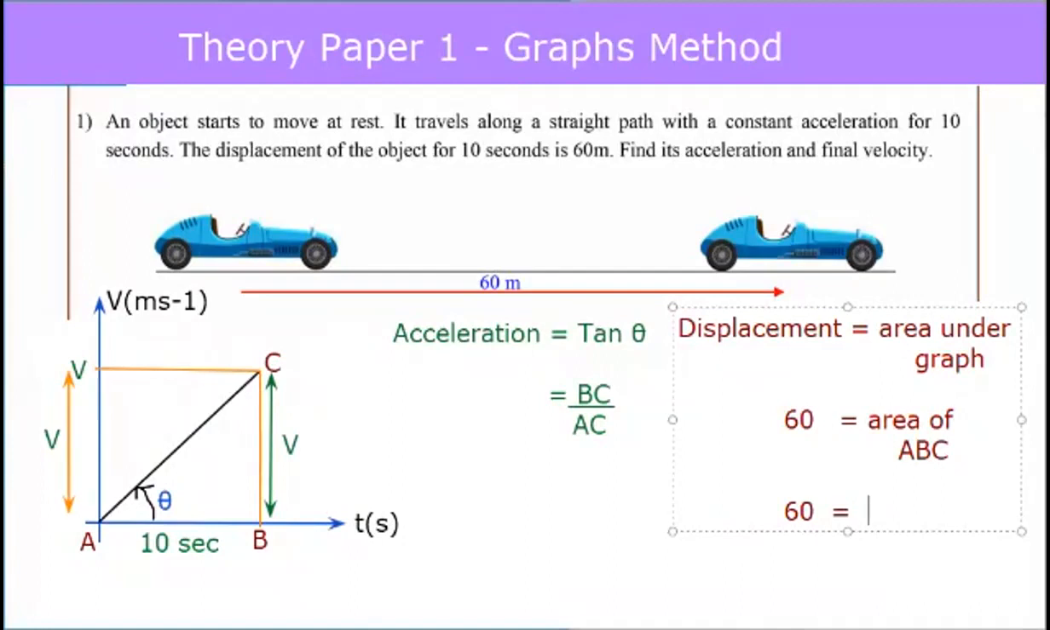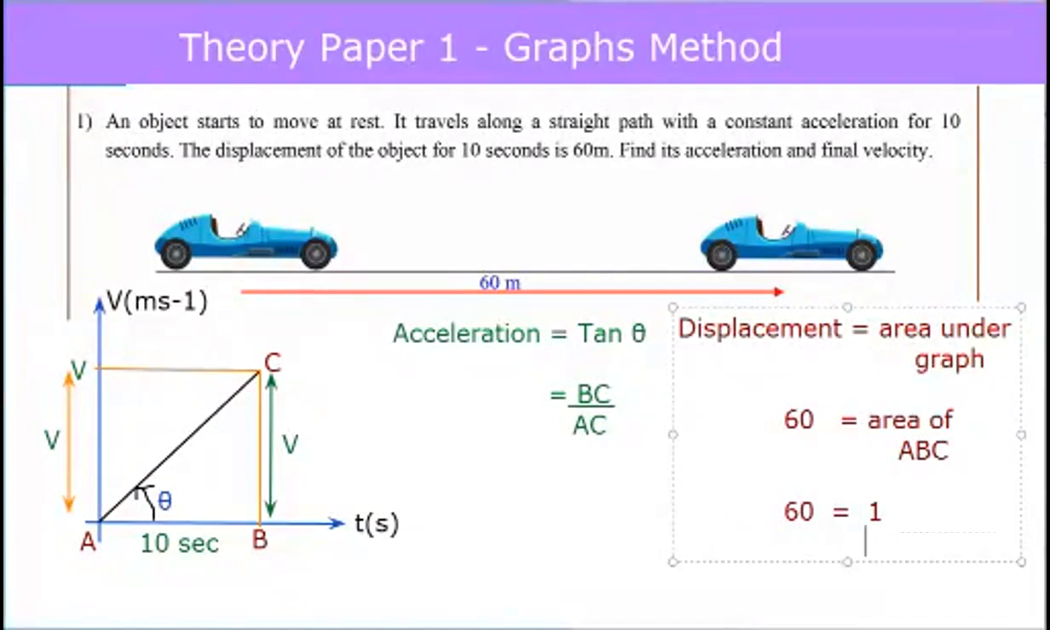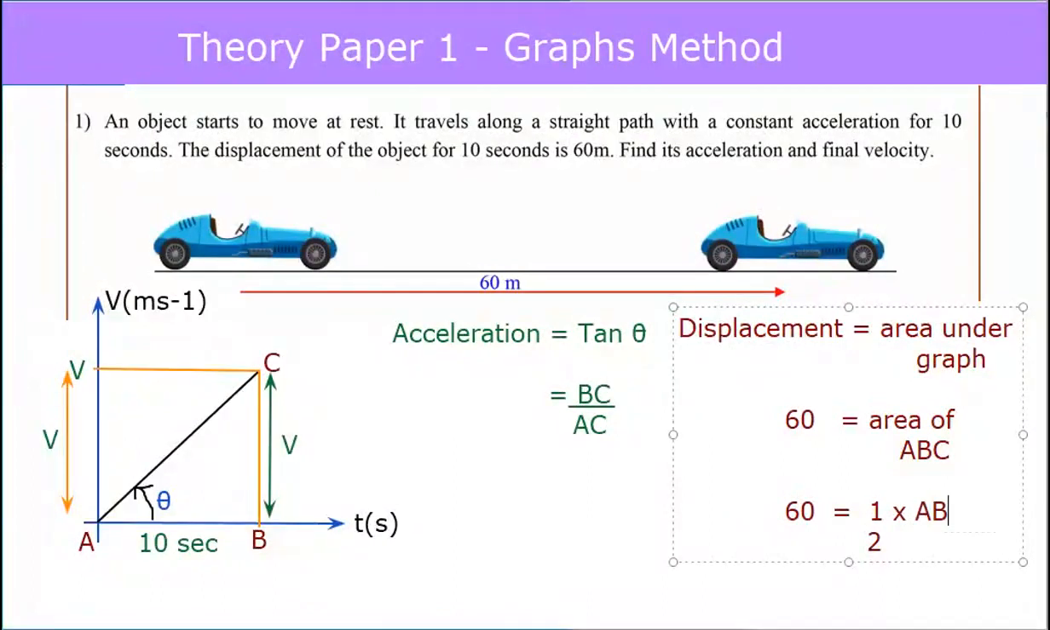Please write them. And at the same time, can somebody tell me the equation that we used to find area of a triangle? What's the equation there? Half into base into perpendicular height. Very good. Half is half. AB is the base. Perpendicular height is BC. Right? From this, let me take 2 to the other side. So then it will be 60 times 2 equals 1 into AB.